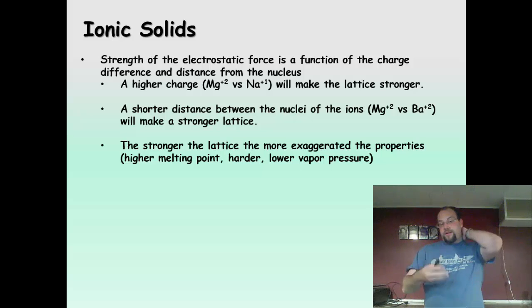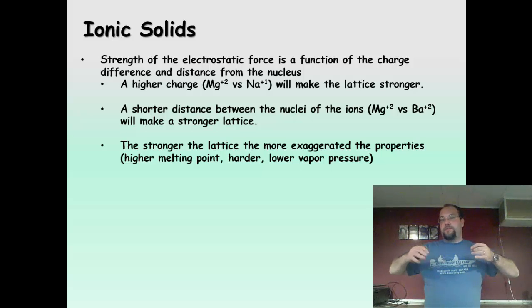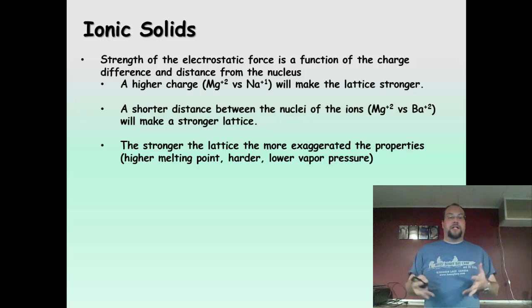The stronger the attractive force, the stronger its properties. Like, it'll have a higher melting point. It'll be harder. It'll have a lower vapor pressure. It will be more ionic in character. So certain things like, let's say BaCl2 is a salt. It's an ionic solid, but it's going to be softer and melt easier than a small thing like MgCl2. Right? And there's an equation that kind of goes through that, but you don't really need to know that equation. Just understand that a bigger charge differential makes it stronger, and so does a smaller atomic nuclei.